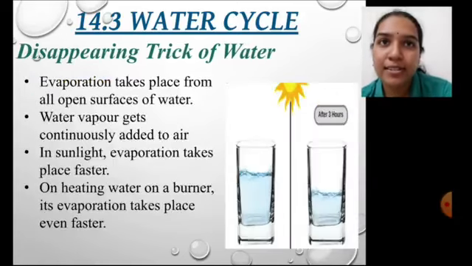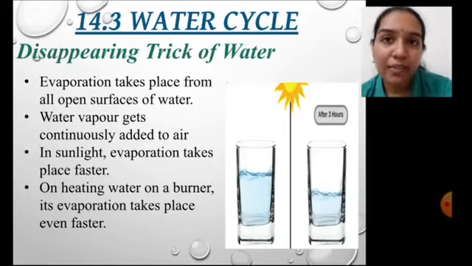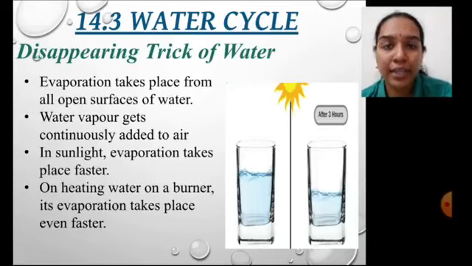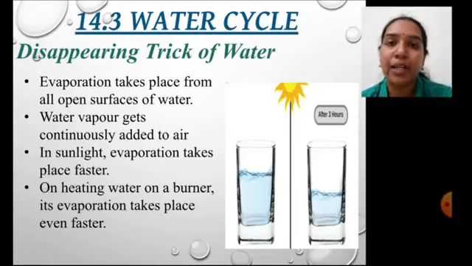Out of all these examples and explanations, what did you understand? We understand that water gets evaporated upon heating. Evaporation of water is a continuous process that takes place at all open surfaces of water. Due to this, water vapor continuously combines with the air around us. The more the heat, the more the evaporation. Evaporation takes place faster in sunlight and even much faster on heating water on a burner.